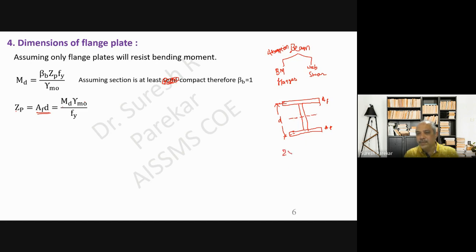And then we have Zp from the tension side and from the compression side. So we have 2 times area Af into the distance between the center of the flange and the plastic neutral axis, because plastic neutral axis means equal area axis, and this will be d by 2. Therefore this 2 gets cancelled, and we have Zp equal to Af into d, and that will be Md gamma mo upon fy. Now bf is generally taken as 0.3d, and d is the depth. This will be the fourth step.